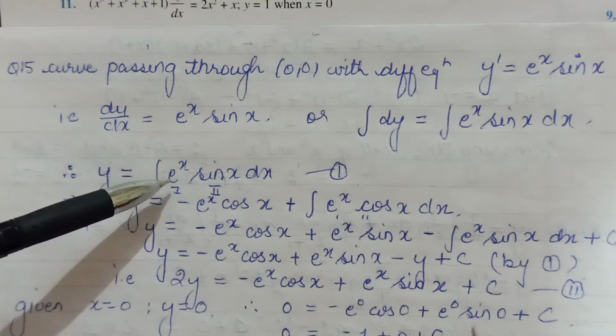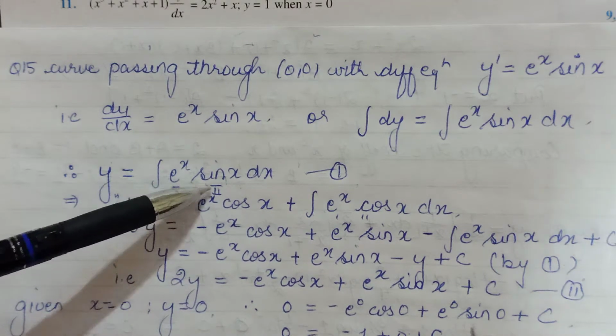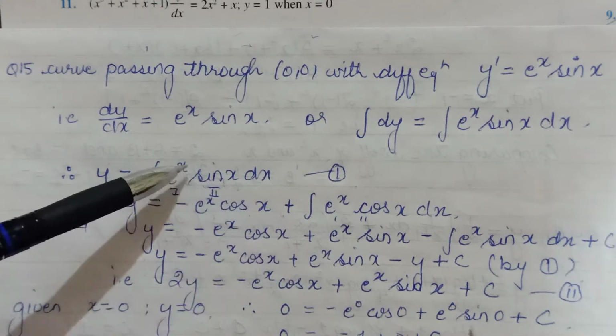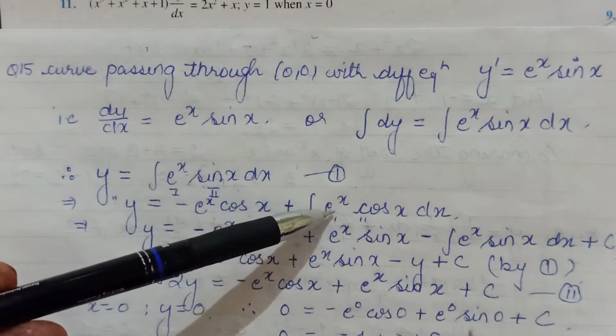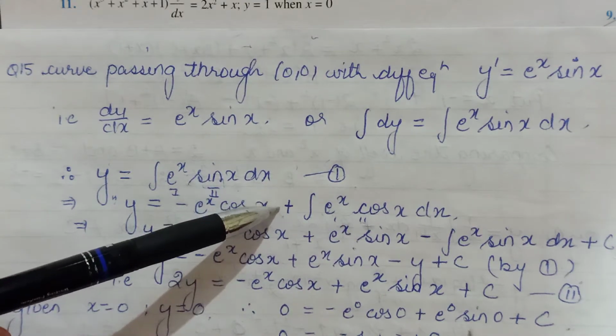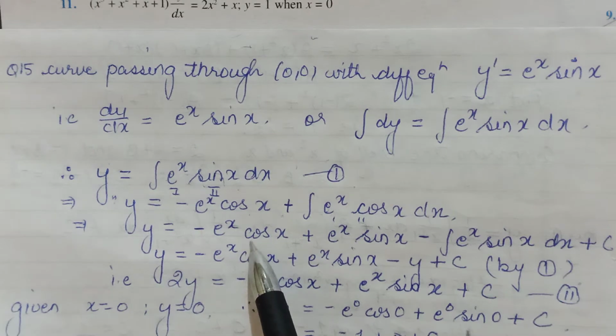Now we'll integrate it by parts. First function, second function, first function as it is. Integral of sin x is minus cos x, minus of integration of first function's integral, which is e to the power of x only, and sin x is minus cos x. So minus minus had made this positive. Okay, so this is solved. This will be copied as it is.